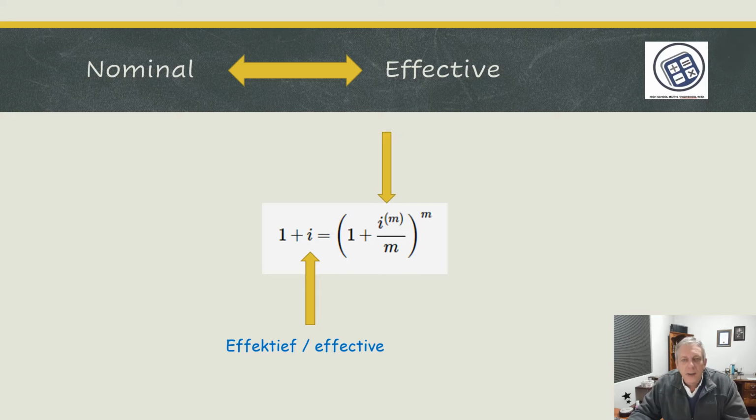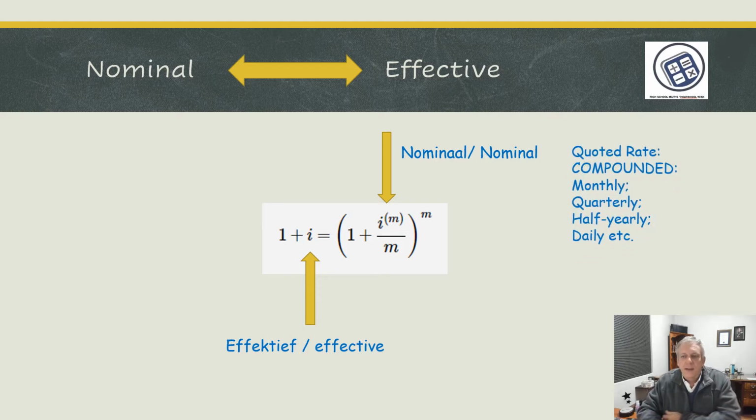The i to the m, or i_m, it's not really a power there, it's just a symbol. The i_m will be our nominal rate. And m is the number of times per year. That's what m indicates. So if it's a quarterly rate, m will be 4. If it's half yearly or biannually, m will be 2. If it's monthly, m will be 12, etc. So the right-hand side, or in the brackets, is our nominal rate. The rate inside the brackets, therefore, will always be the nominal rate.